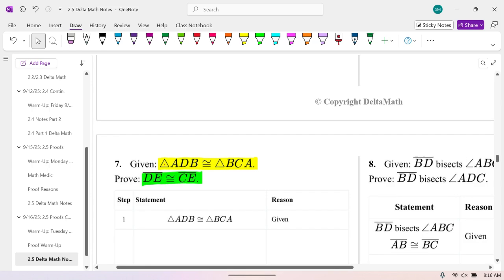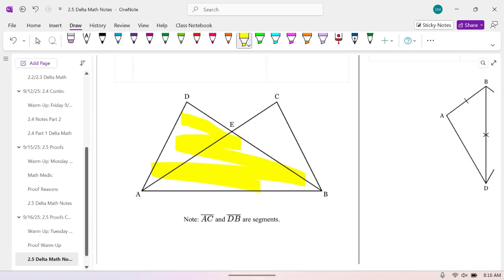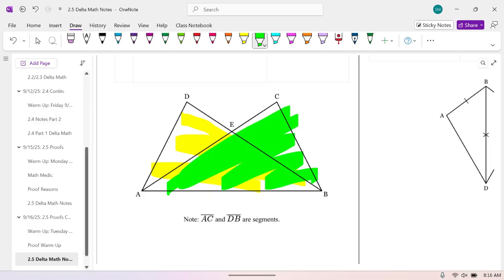Did I mark the right ones? No, BCA. Wrong thing. So they're saying that these two triangles are congruent, and they want us to prove that these two sides are congruent. All right. So the best way to do this is to show that ADE and BCE are congruent first. That'll be the easiest way to approach this.